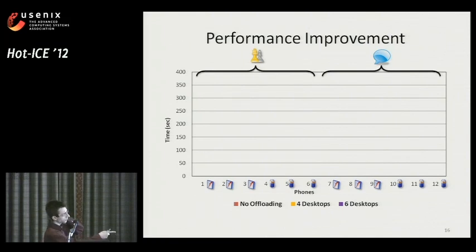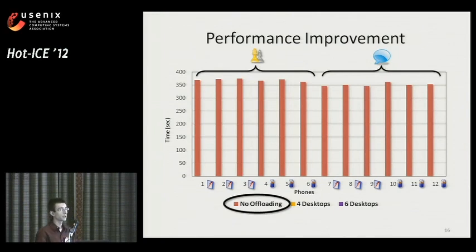So here's the 12 phones shown on the bottom. You can see that phones 1 through 6 are running chess, and phones 7 through 12 are running our speech recognition. Phones 1 through 3 and 7 through 9 are seeking performance improvement, while the other 6 phones are seeking energy savings. So without offloading, doing multiple moves of the chess application or multiple speech recognitions takes a significant amount of time.